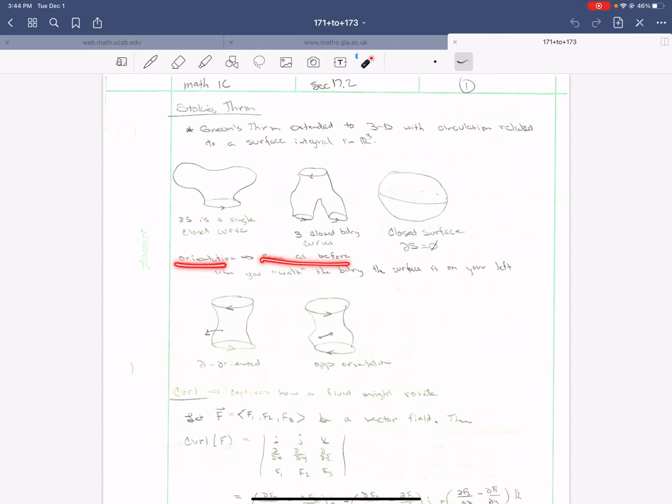Orientation then is going to be the same as before. You always want an outward pointing normal, or the boundary orientation. When you walk on the boundary, you want to have the surface be on your left-hand side. So this one is boundary oriented, but this one is the wrong way. Because if I was here, this is my left hand over here if I'm walking that way, and it would be outside of that surface. So it's the same piece in there. That's what those are meant to tell you.